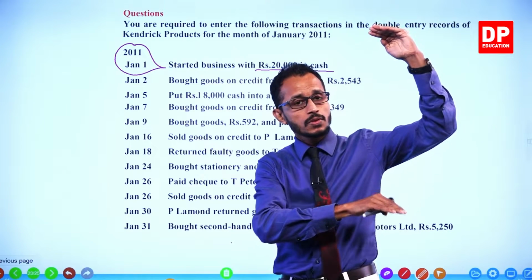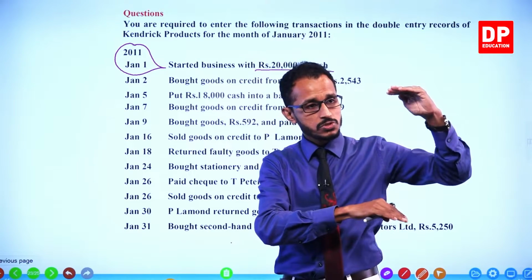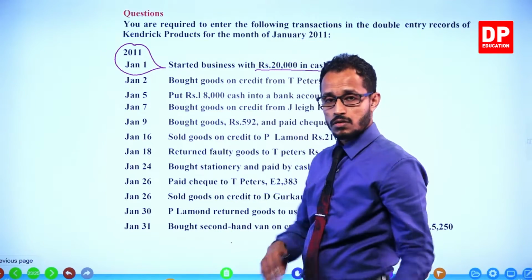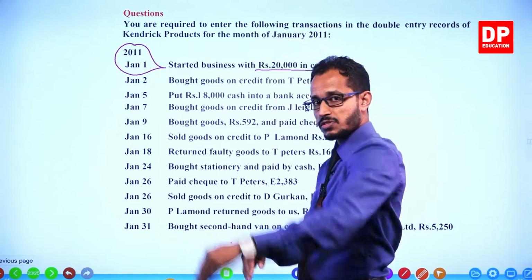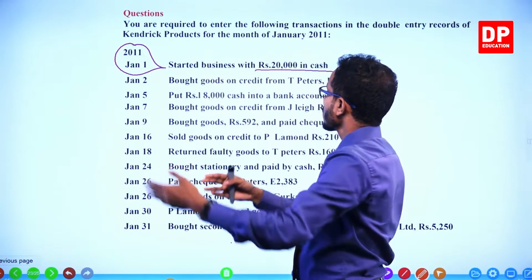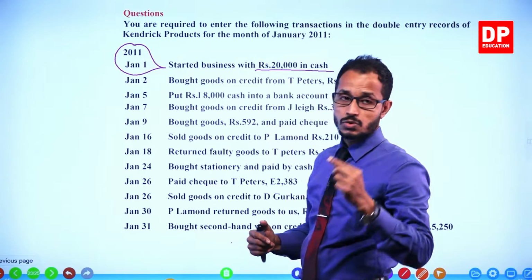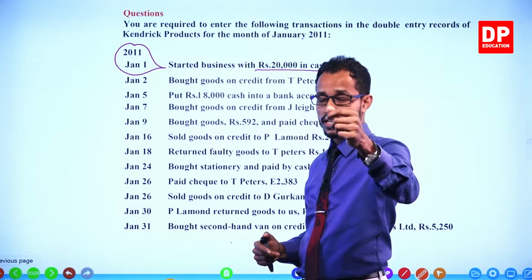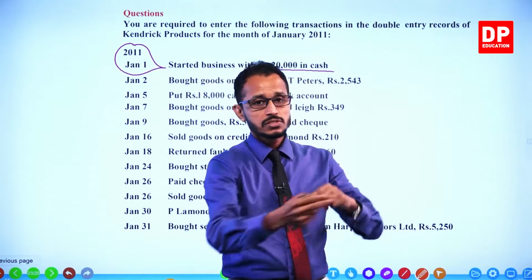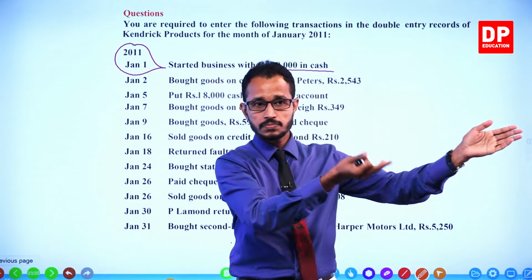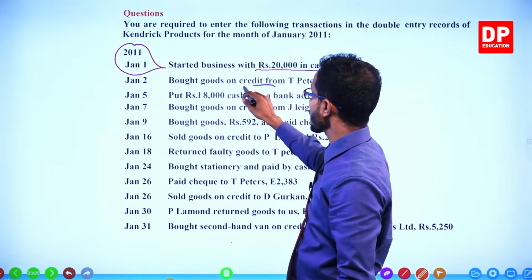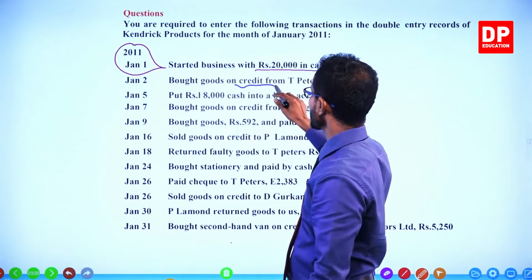More and more goods are purchased. More stock for the business. Goods coming into the business. But cash doesn't go out. See, you should notice that. Cash doesn't go out because we don't pay cash. It is on credit, children.